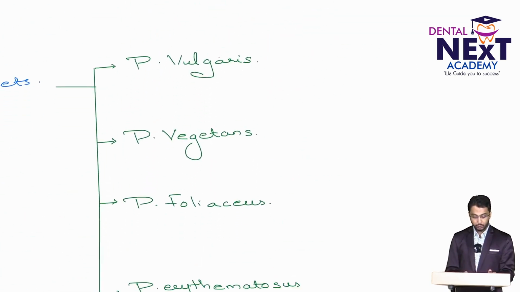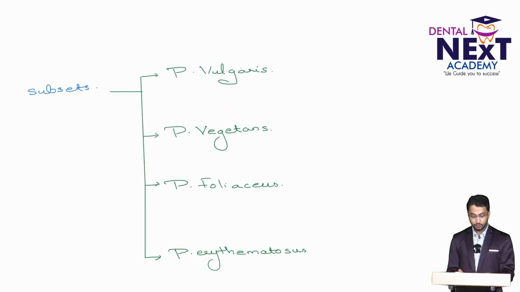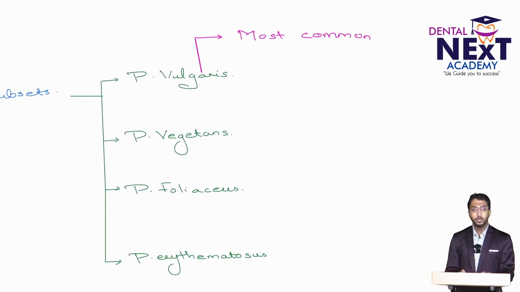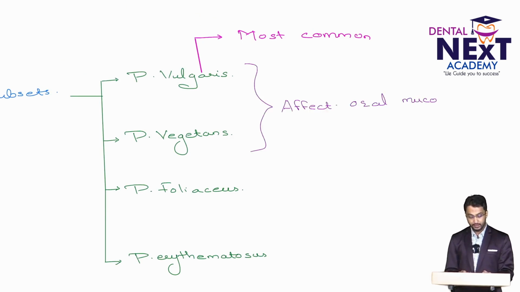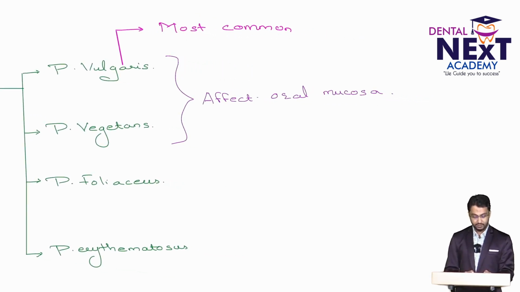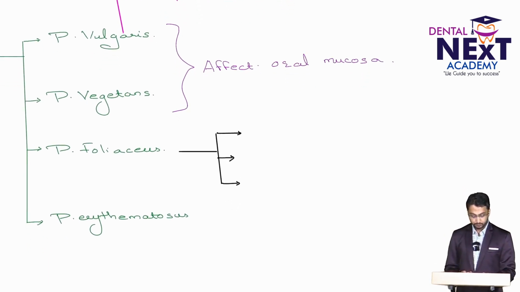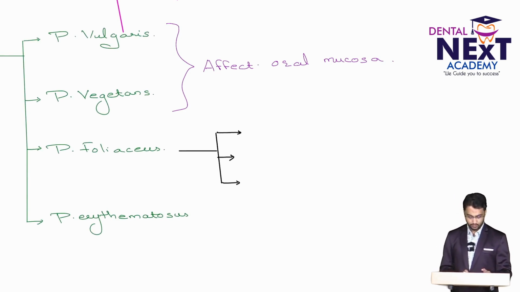Now, coming to pemphigus vulgaris, the most important thing you have to know here is it's the most common type of pemphigus. That itself is an MCQ: which is the most common type of pemphigus. Another thing is, these two, vulgaris and vegetans, are the ones which affect the oral mucosa. They can ask you in this way also. Now, foliaceus, I'll finish these also here. Foliaceus, a few things which you have to know.